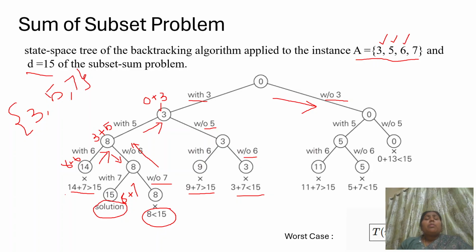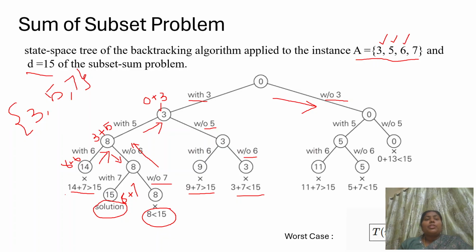But going to the complexity. The basic concept is that the numbers are compared again and again. All the subsets are going to be taken into consideration. So how many subsets are we able to generate? That is in the range of 2 power n. So the worst case complexity, T of n, is equal to O of 2 power n. So this is the basic concept of how backtracking works with respect to the sum of subset problem.